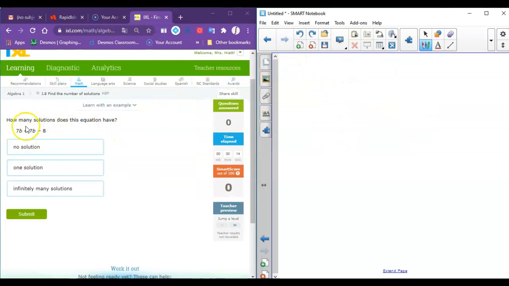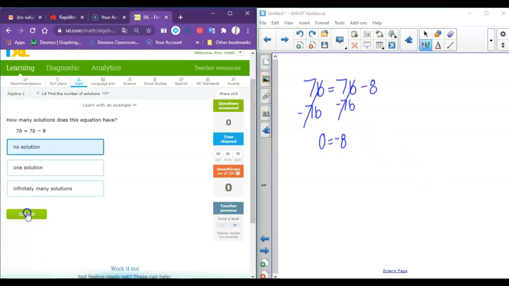So I've got 7b equals 7b minus 8. And so I'm supposed to solve this equation to tell if it's got one solution, no solution, or infinitely many solutions. So if I were to subtract this 7b from both sides right here, they cancel on both sides, and I'm left with 0 equals negative 8. 0 does not equal negative 8. That is false. So this one would be no solution.